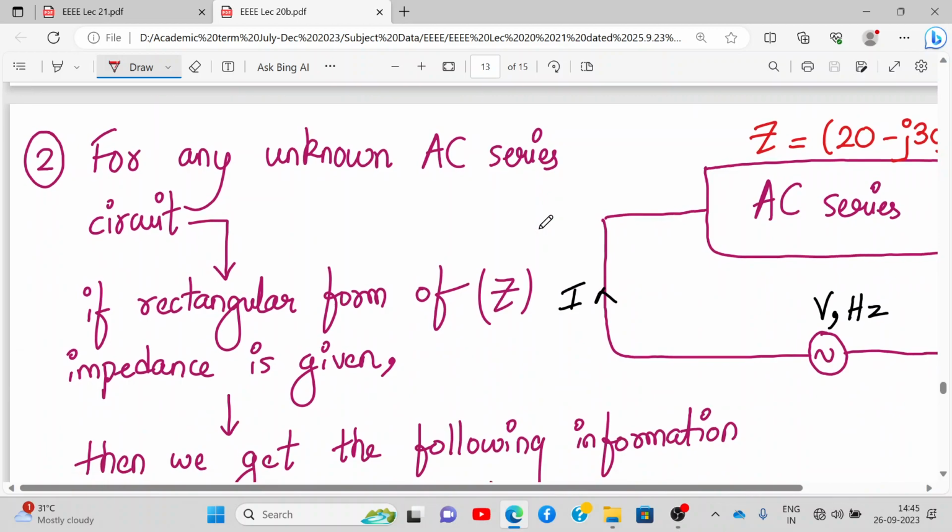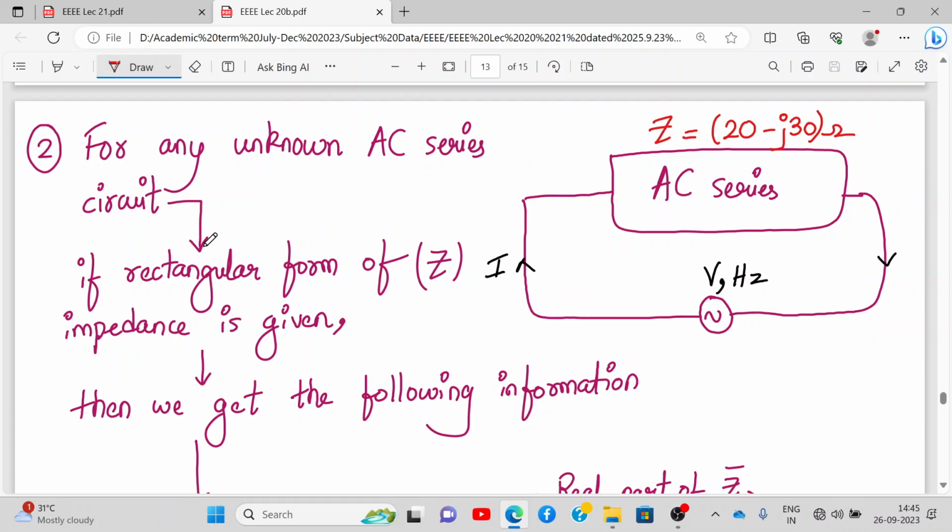Now, listen carefully. For any unknown AC circuit, from the question itself you cannot determine whether it's a series RLC. So, if the rectangular form of impedance is given to you, let's say in the AC series circuit only this much is given: Z is 20 minus J30 ohms. Now tell me which kind of series circuit it is.